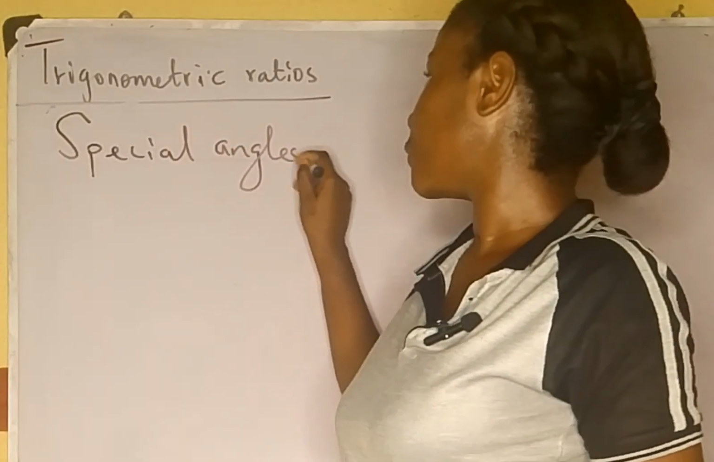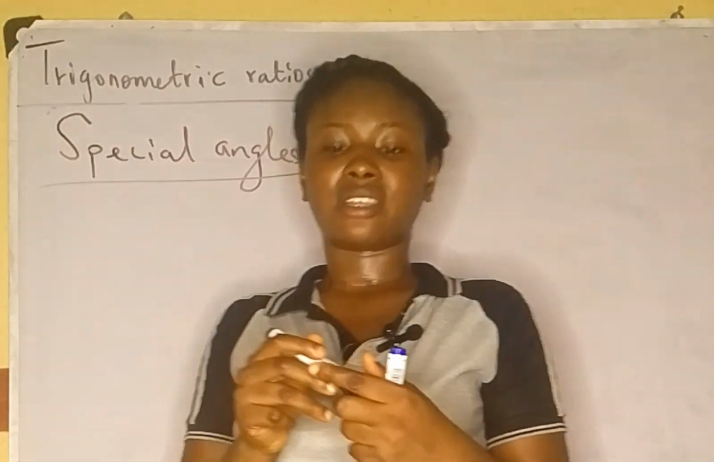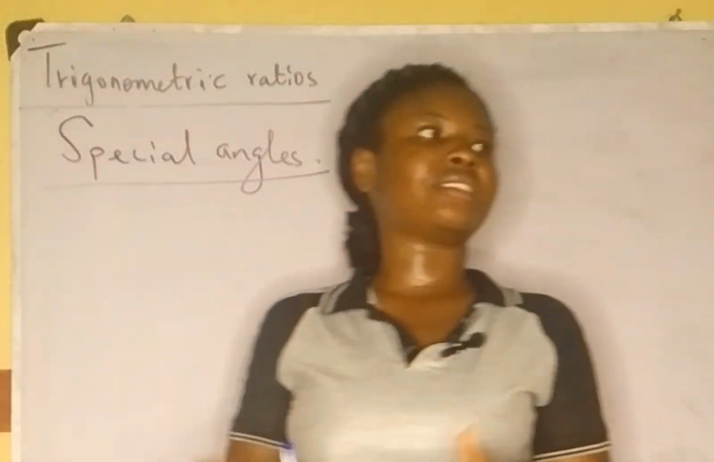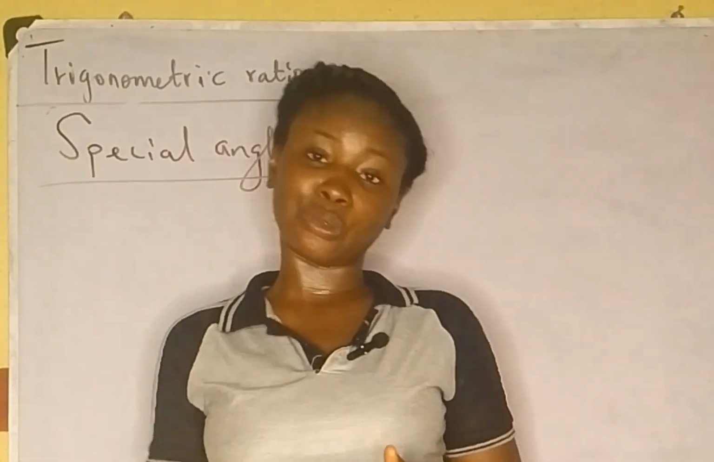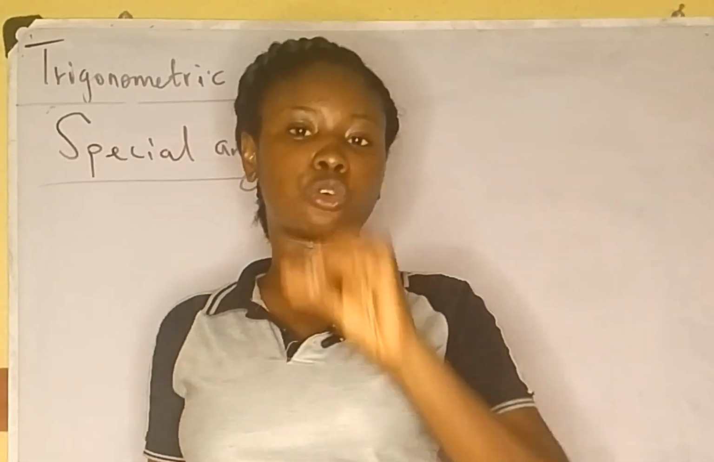So like I said before, there are some angles that are special. What we actually mean by special angles is angles that have special values. Yes, they have special values, and they are usually in short form.